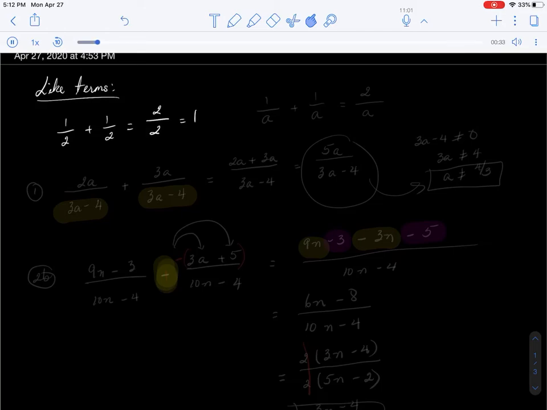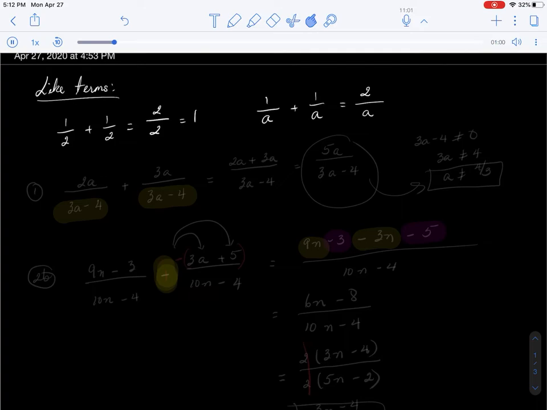What happens if you have variables adding another variable? Since they are like terms already, just rewrite the denominator. What you also do is, 1 plus 1, we add to get 2. You just add the numerator only.